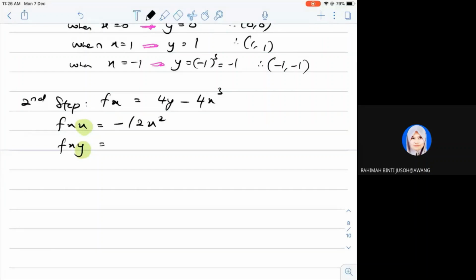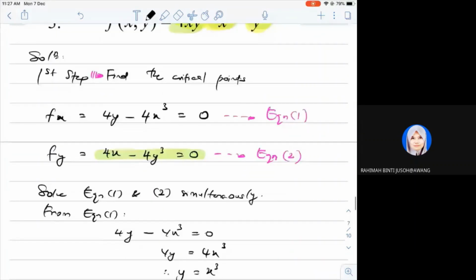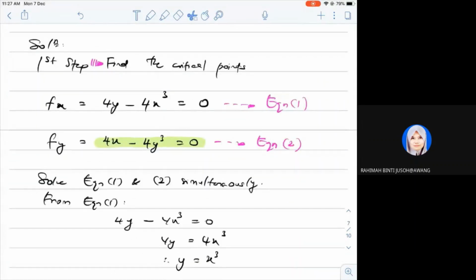Fxy maksudnya you kena refer pada fx kan? Refer pada yang ni. So you will get? Yes, you will get 4. Yes, good. You will get 4. So be careful guys. Be careful. Betul-betul tengok soalan tu. Dia nak apa? Kalau fxy, you kena refer fx lah. Kalau fyy, fyy barulah you refer pada fy. You ambil fy tadi. Ni. Kalau fyy baru you ambil yang ni.